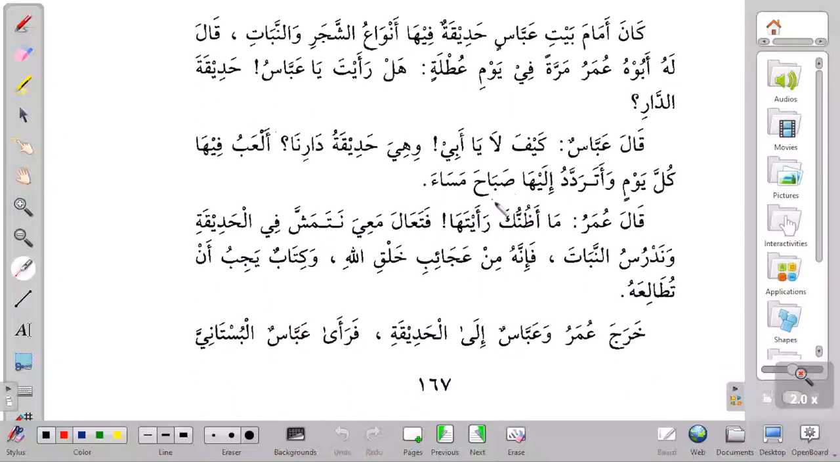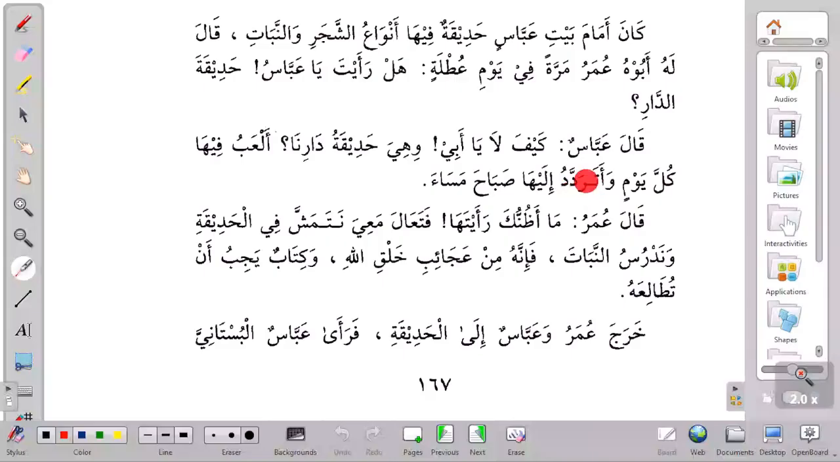Then he continued: Qala Abbasun. Abbas replied to this question by saying: Kayfa la ya abi. How no, oh my father? So he's saying, I'm in this house and you're asking me if I have seen the garden of the house? Why not? Wahiya hadiqatu darina, and it is the garden of our house. Al'abu fiha kulla yawmin, I play in it every day.